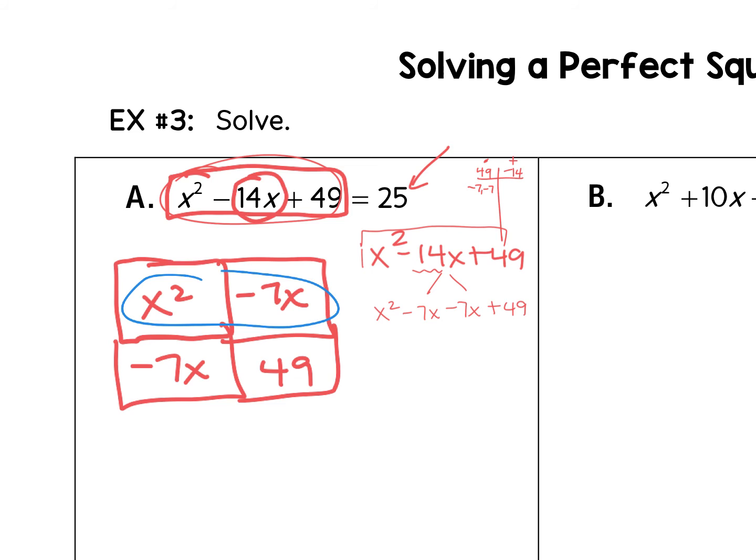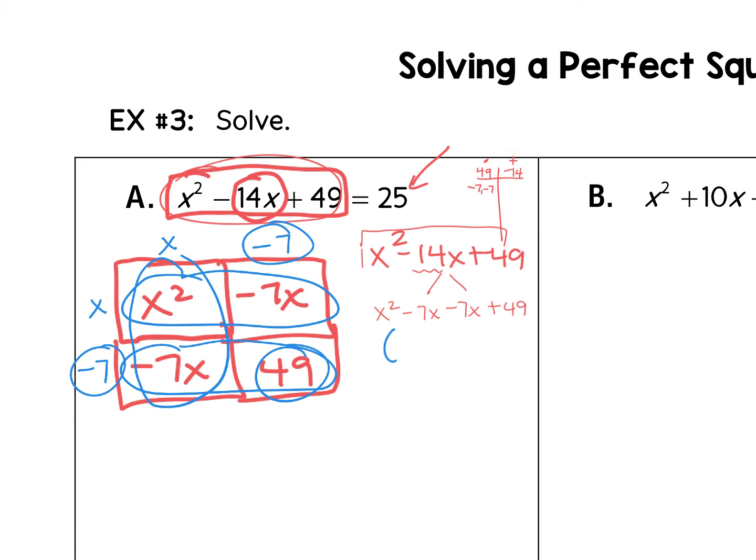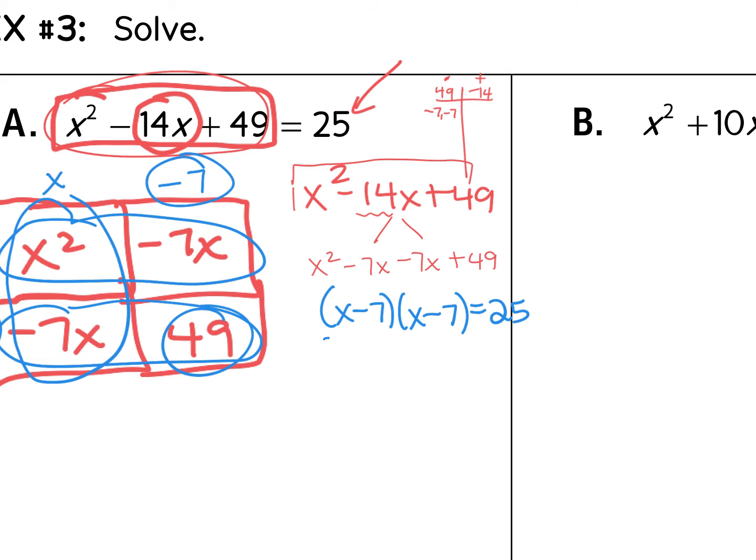So if I factor out the common factor here, I get x. On bottom, I'm going to pull out a negative 7. On top, if I look at x squared and negative 7x, that would be x. And then I would also put a negative 7 on top here. Negative 7 times negative 7 is positive 49. So my factorization is x minus 7 times x minus 7, which is equal to 25. x minus 7 times itself is really x minus 7 to the second power. Something times itself is that thing squared.